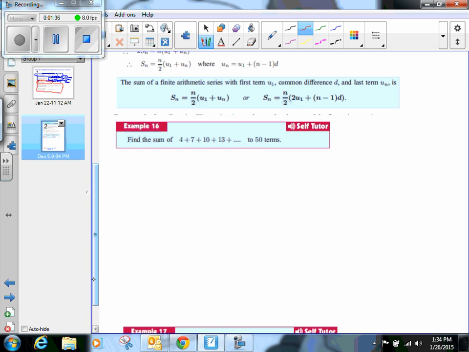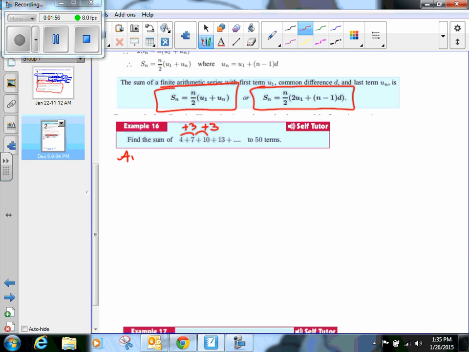What I'd like to do is to focus on example 16, where we have two different examples of when we would use these formulas. The first thing you want to ask yourself is which kind of sequence you are looking at. I know this is arithmetic, not only because we're in the arithmetic section, but also because it's only going up by 3. So it's arithmetic with a common difference of 3, and I know my first term is 4. I don't know my last term because of the dot, dot, dot, but it says it wants to sum up to 50 terms.